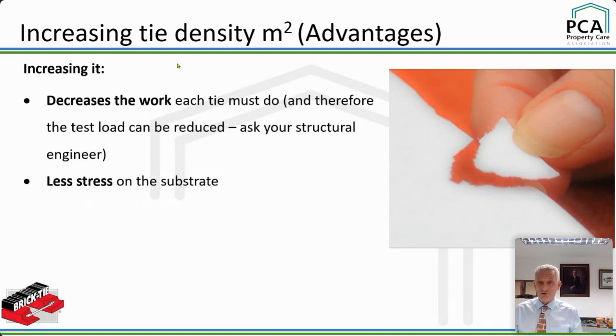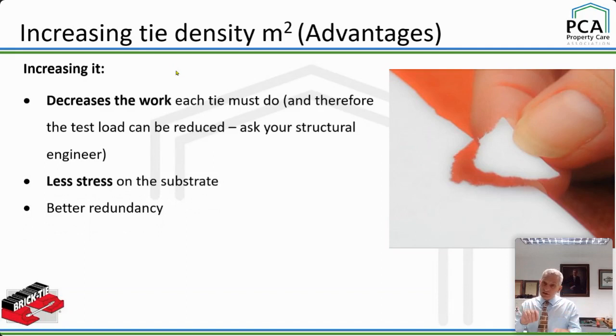That's what this photograph is showing. That's a piece of A4 paper. I'm pulling one side, and my wife's just nipped the corner and the edge. And when I've pulled it, it's torn. Now, on the next slide, you'll see an example of high density stopping that. So less stress on the substrate, better redundancy.